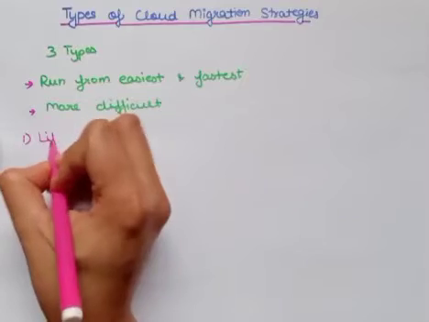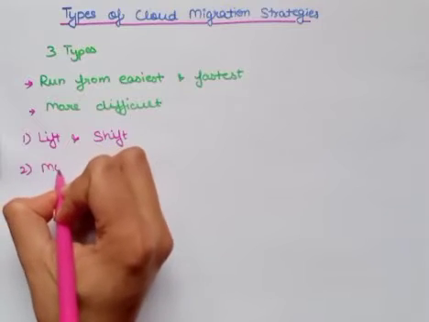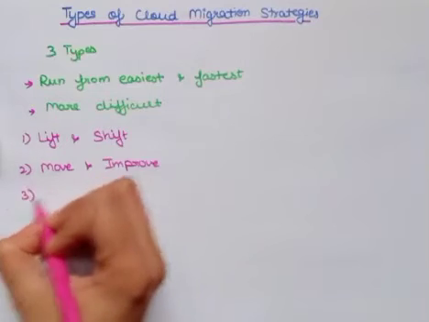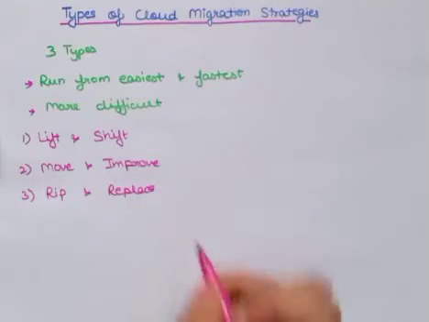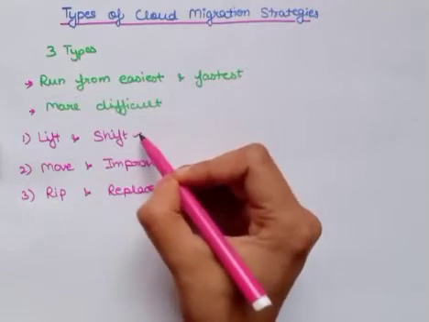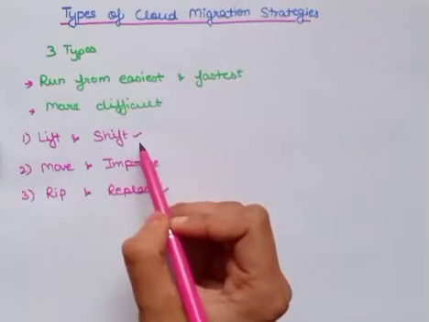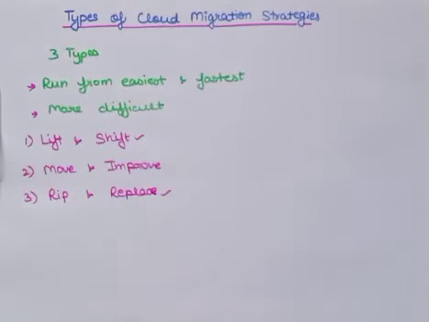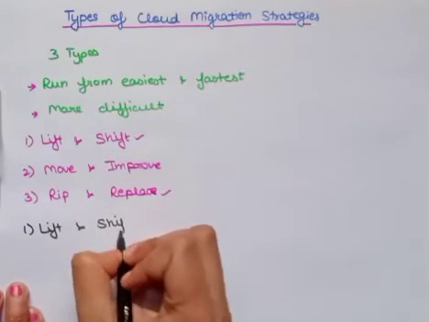So the first point we have is lift and shift. The second is move and improve, and the third stage is rip and replace, right? The first is the easiest and fastest, but it has more drawbacks, and the last is the most difficult, but in the case of rip and replace there is no drawback. So let's start with the first point, that is lift and shift.